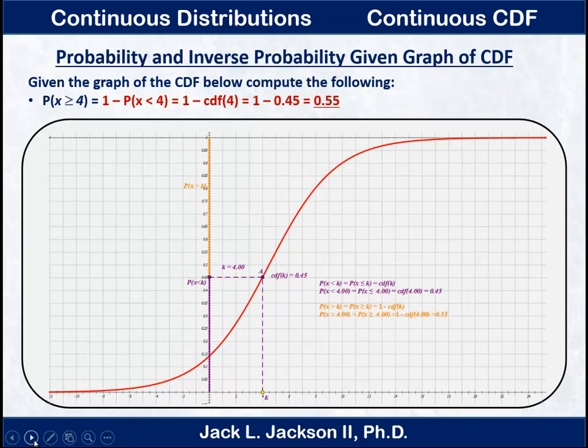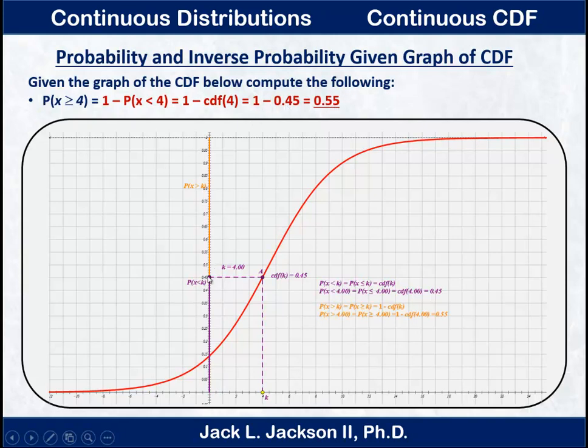Alright, so we want the probability x is greater than or equal to 4. Well, remember the CDF deals with probabilities to the left, not to the right. It deals with less than probabilities. So the probability that x is greater than 4 is 1 minus the probability that x is less than 4. That's 1 minus the CDF of 4. So we find 4 here, we go up, we find the y value, which turned out to be 0.45. Then we have to subtract that from 1 to get 0.55.